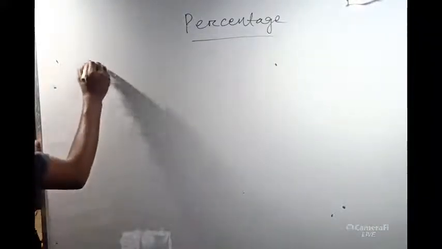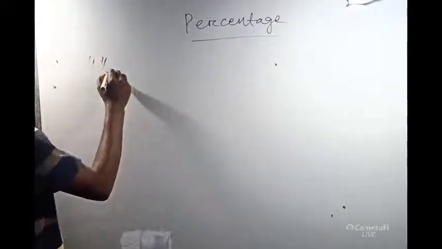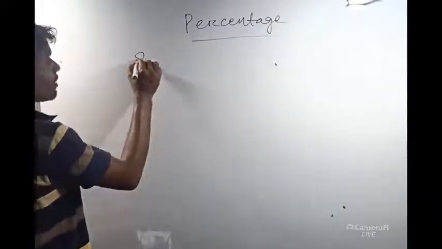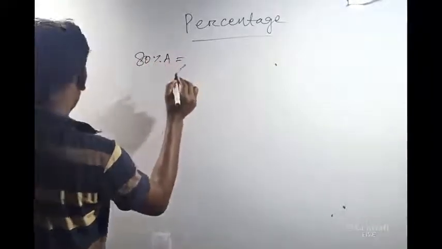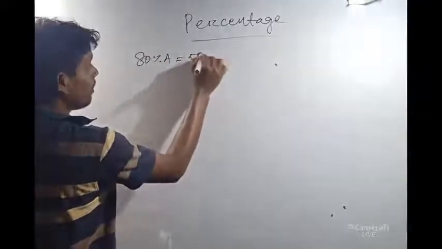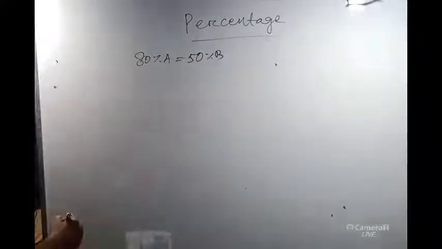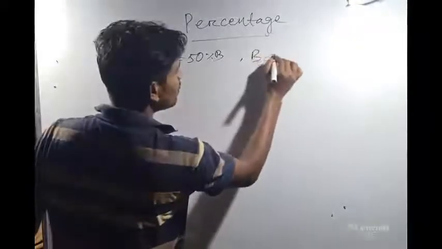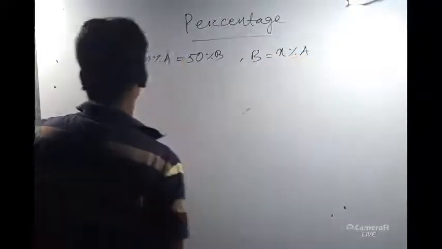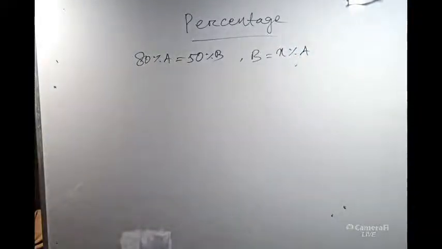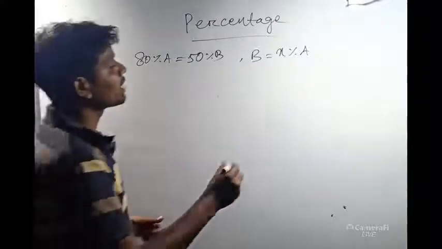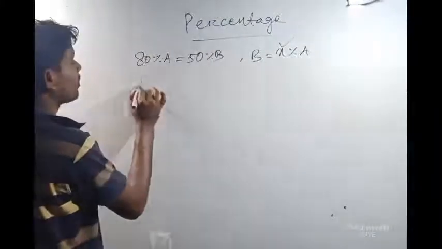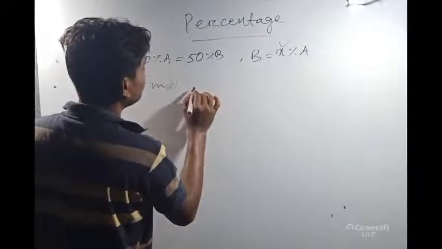The question is, first problem. 80% of A equal to 50% of B, and B is X% of A. Okay, it is given that 80% of A equal 50% of B, and B is X% of A. Then find the value of X.